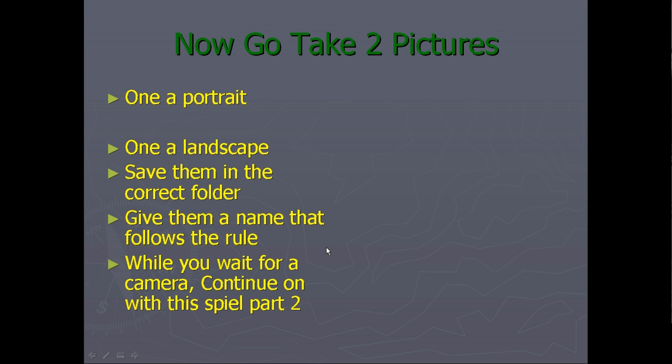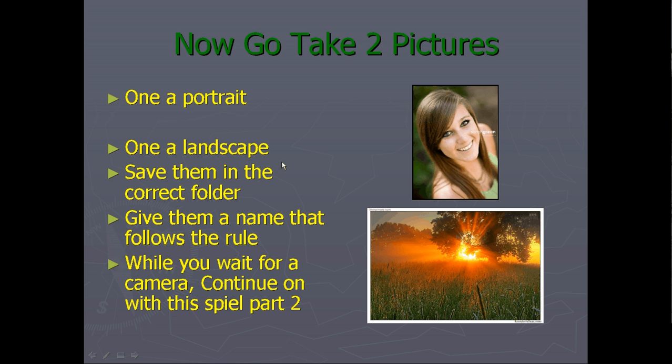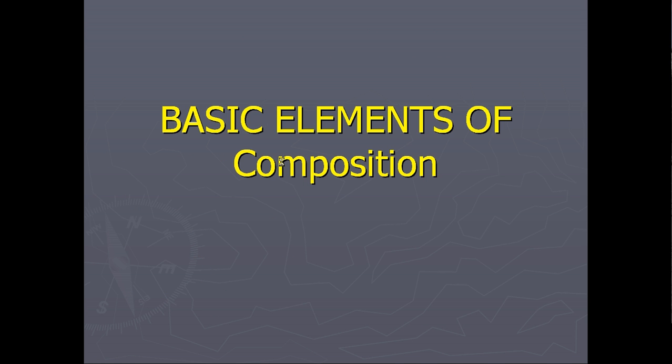I haven't really taught you much about taking pictures, but I've taught you how to make names. So the main thing I want you to do is take the pictures, get them in the correct folder, and get them named correctly. One needs to be a portrait, in portrait perspective, of a person. One needs to be a landscape, in landscape perspective, of landscape. There's a portrait. There's a landscape. Okay, ready, get set, go.